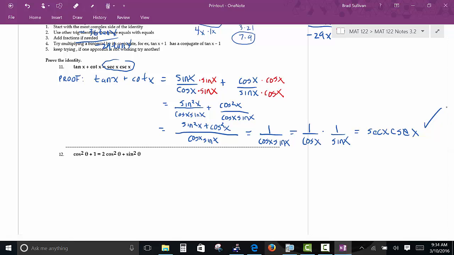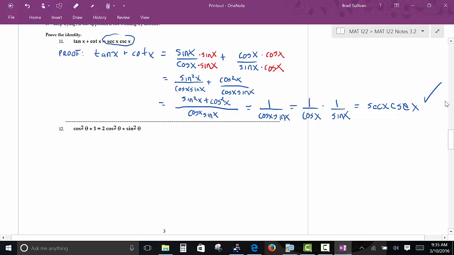So that means that that is an identity. That tangent plus cotangent equals secant x times cosecant x is an identity. And look at the elegance of the proof. I wrote a side. I just kept substituting equals for equals until I hit my goal. And that's what you got to try to do. Just don't lose those equal signs. Keep going like that. Okay, so let's see what we got on this next one here.